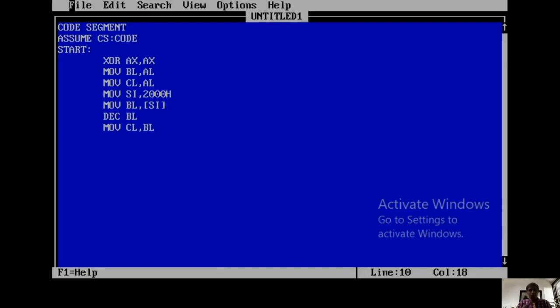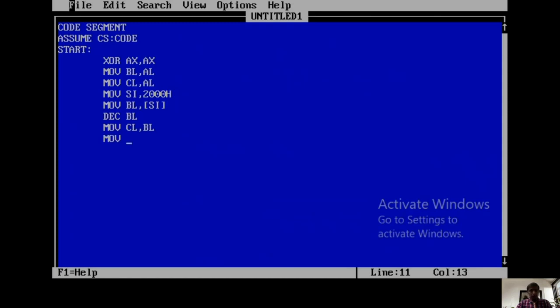So CL is for comparison purpose, and BL is for iteration purpose. For that I am duplicately moving BL into CL, so both are now the same. In our example, for the 2000 location I am selecting 5. Then my CL and BL values become 4 after decrementing.